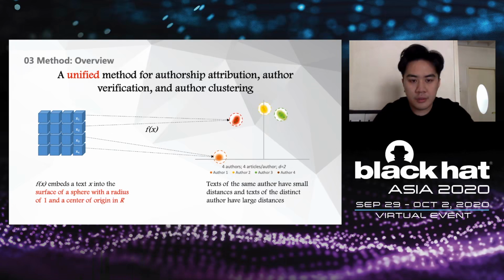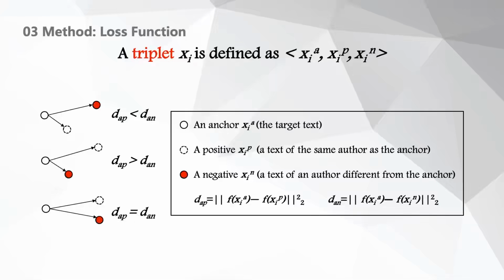Moreover, to train the model, we define a triplet, a small dataset that contains 3 samples. As shown on the screen, a triplet consists of an anchor, a positive, and a negative. The anchor is the target text, the one we use to compare. The positive is a text from the same author, and the negative is a text from another author. The model will embed these 3 inputs into the Euclidean space.